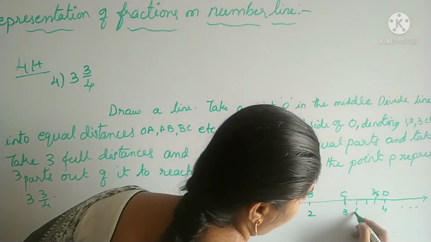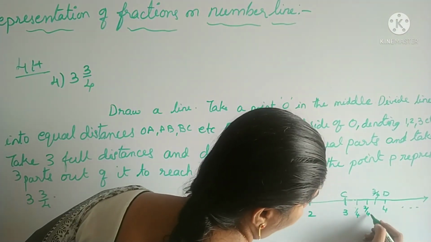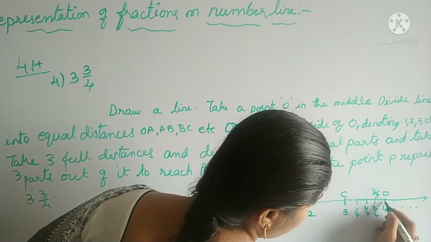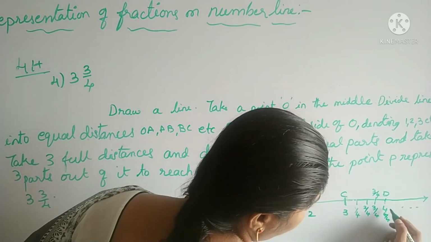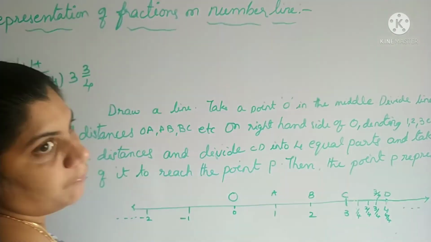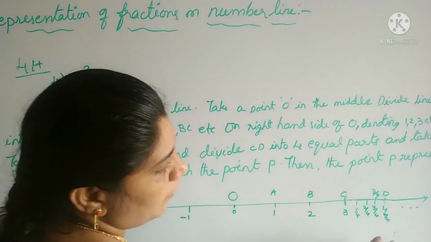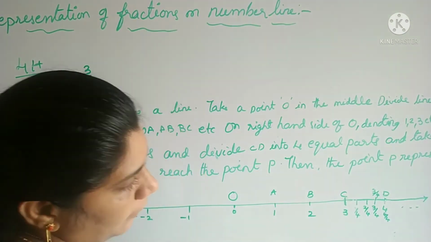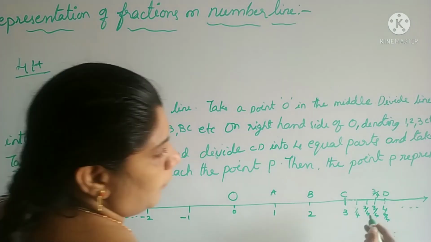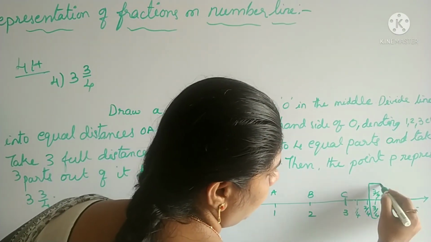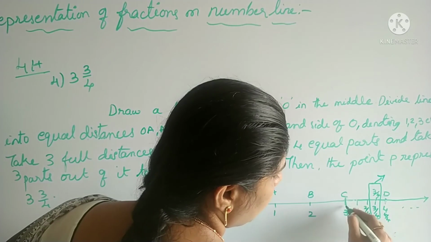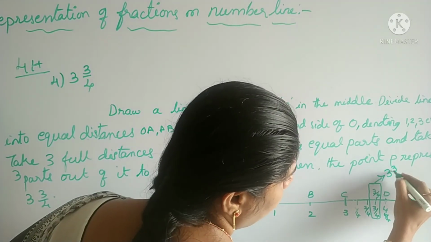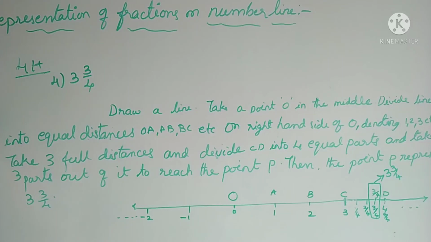This is the 1 by 4, this is 2 by 4, this is 3 by 4 and this is 4 by 4. 4 by 4 will be cancelled, again you will get 1 here. Your completion of 4 parts will be completed like that. Understood? So this will be the 3 by 4. What is your number here? 3 by 4. So this represents 3 and 3 by 4. This is the representation of the mixed fraction 3 by 4. Understood? Good.